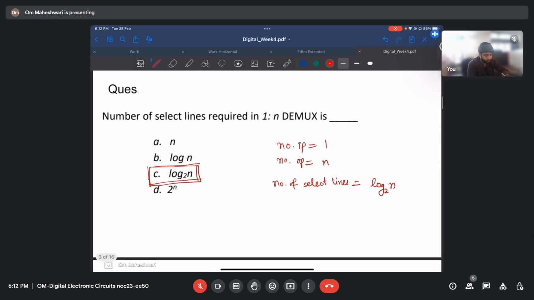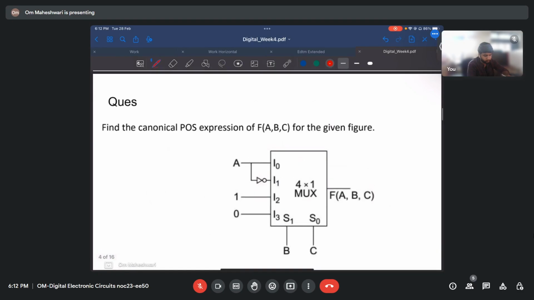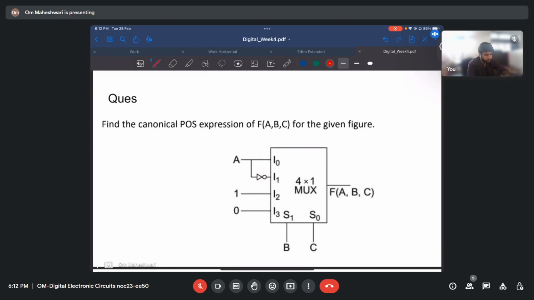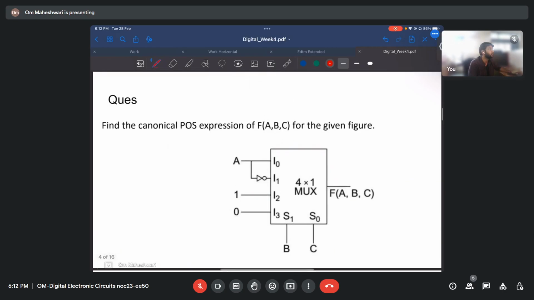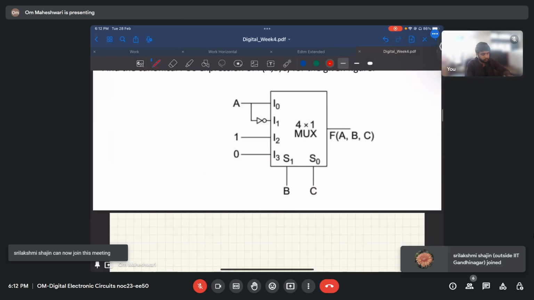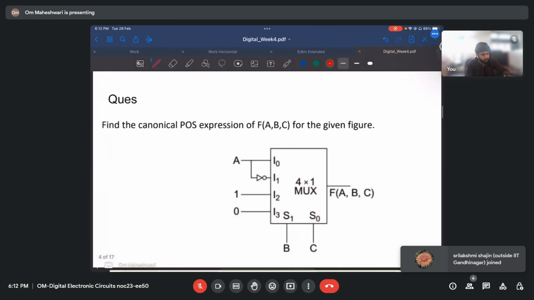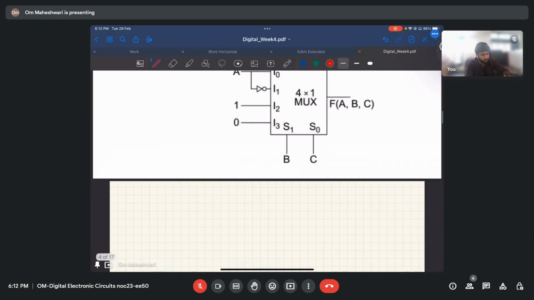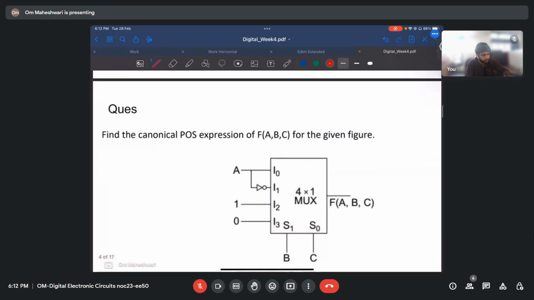So let us look at the next question now. Find the canonical POS expression of F(A,B,C) for the following figure. Just a minute. So this is what we have. Let me draw it. I'll draw the truth table for this mux.